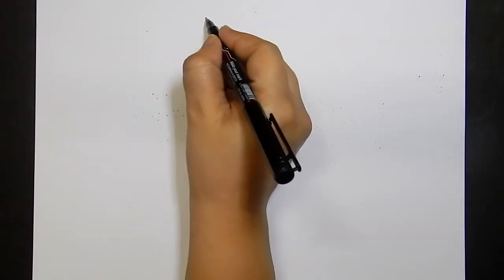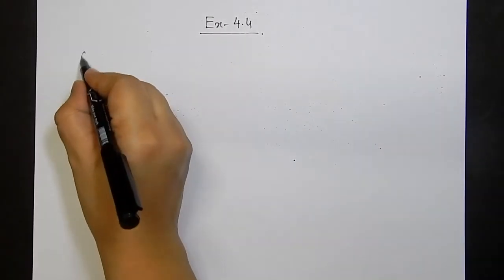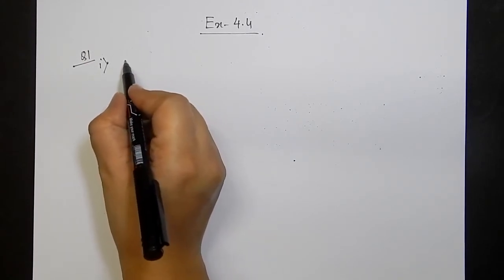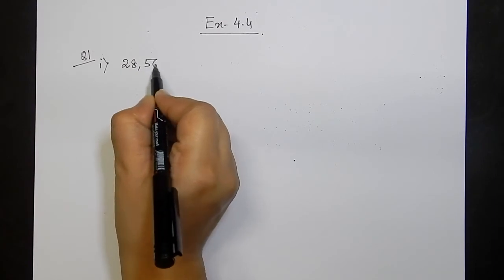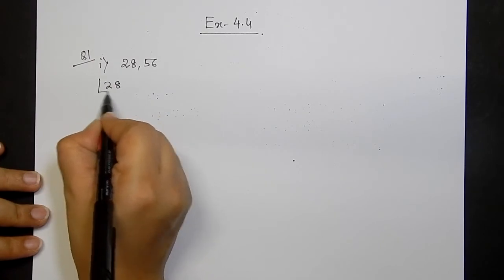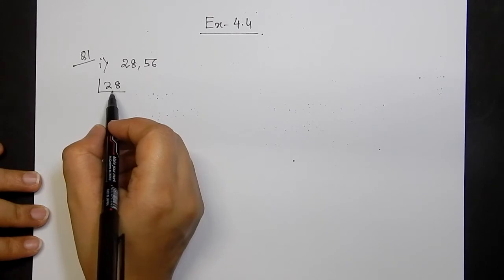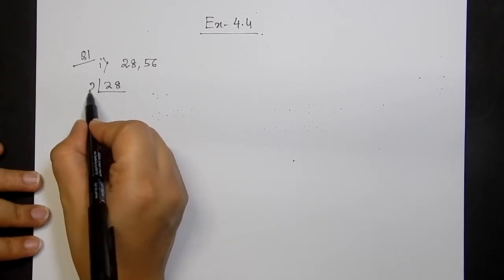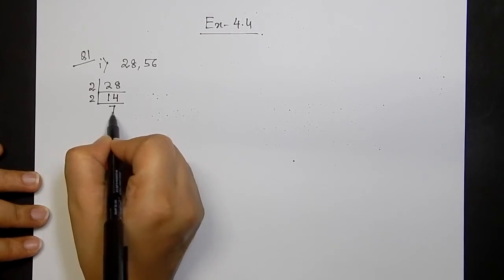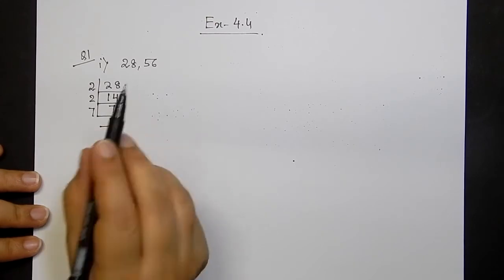For this we will take question number 1 from exercise 4.4. Question number 1, subpart 1. You have to find out the HCF of 28 and 56. So let us find out the prime factorization of 28 first. In order to find the prime factorization of a number, we will always divide by a prime number. 2 14s are 28, 2 7s are 14, 7 1s are 7. So when we have reached 1, we stop dividing.